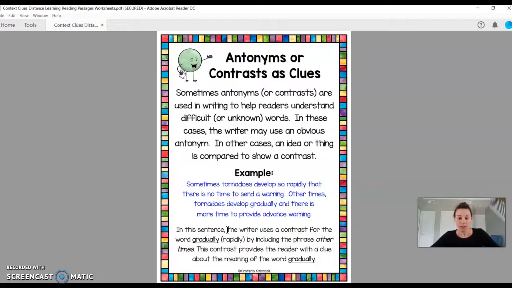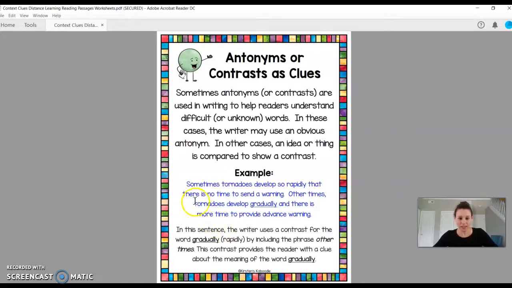So, for example, sometimes tornadoes develop so rapidly that there is no time to send a warning. Other times, tornadoes develop gradually and there is more time to provide advance warning. In this sentence, the writer uses a contrast for the word gradually, rapidly, by including the phrase other times. This contrast provides the reader with a clue about the meaning of the word gradually.